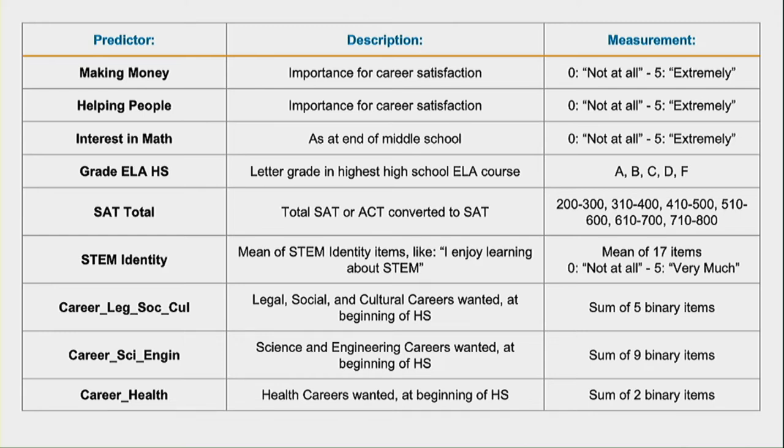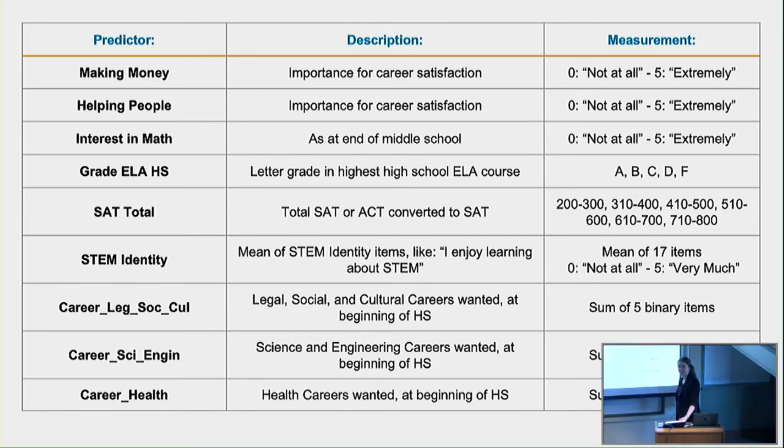I've followed the International Standard Classification of Occupations and grouped them under these three headers. There's some that don't make it, but we've got legal, social, and cultural, science and engineering, and health careers. Legal, social, and cultural is everything from lawyer, politician, psychologist, sociologist, archaeologist, performing artist, visual artist. Science and engineering, there's a whole lot of those, and then health and medicine come into this last category.